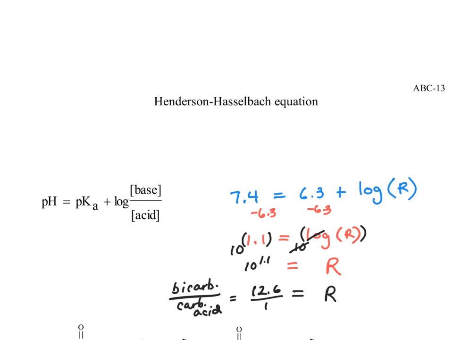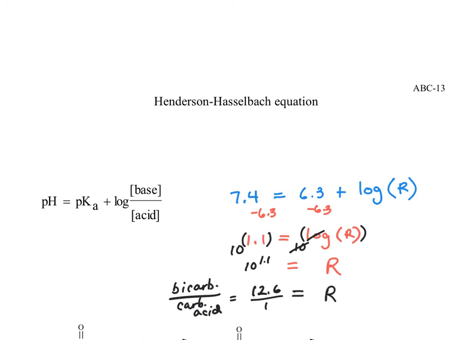Now, that is what we calculate. Sometimes I come up with a different number because some books use different pKa's. Some say 6.1. We're going to use 6.3, and it should be about 13 to 1 here. Sometimes I calculate out to be about 20 to 1. Nonetheless, it's more than 10 to 1 of the bicarb to carbonic acid.